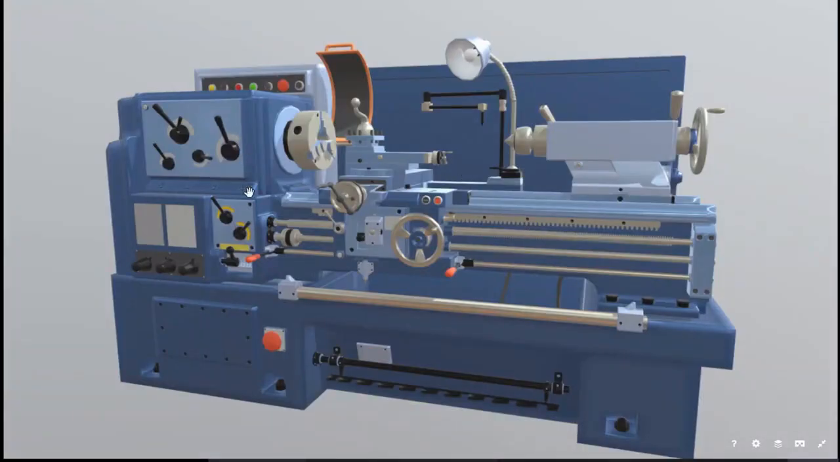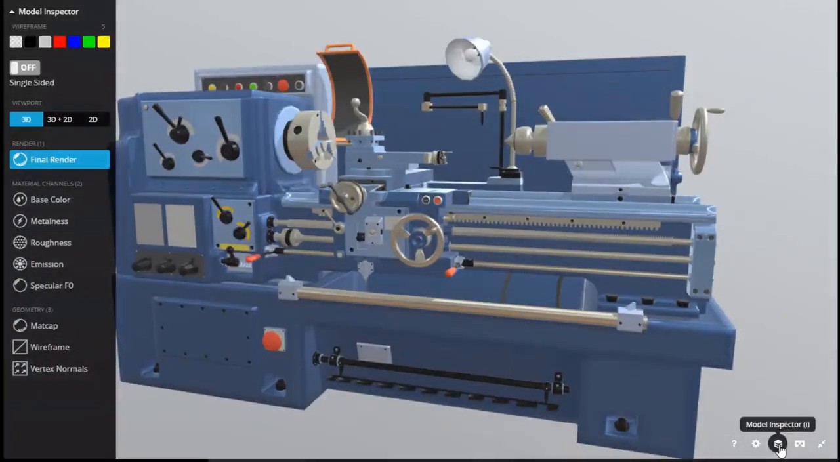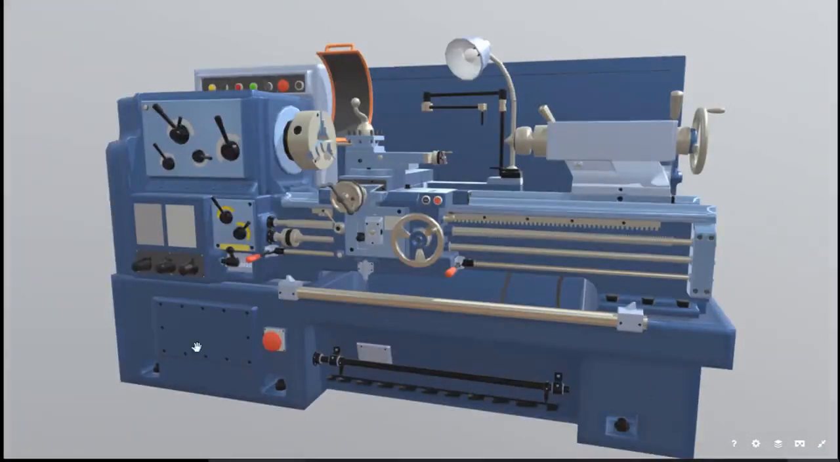Okay, students, we'll see the construction features of the lathe machine by this 3D model. So basically you can see these are the legs of the lathe machine. So this portion of the lathe machine is known as the legs. Over these legs there is a bed. So this whole portion is known as the bed of the machine.